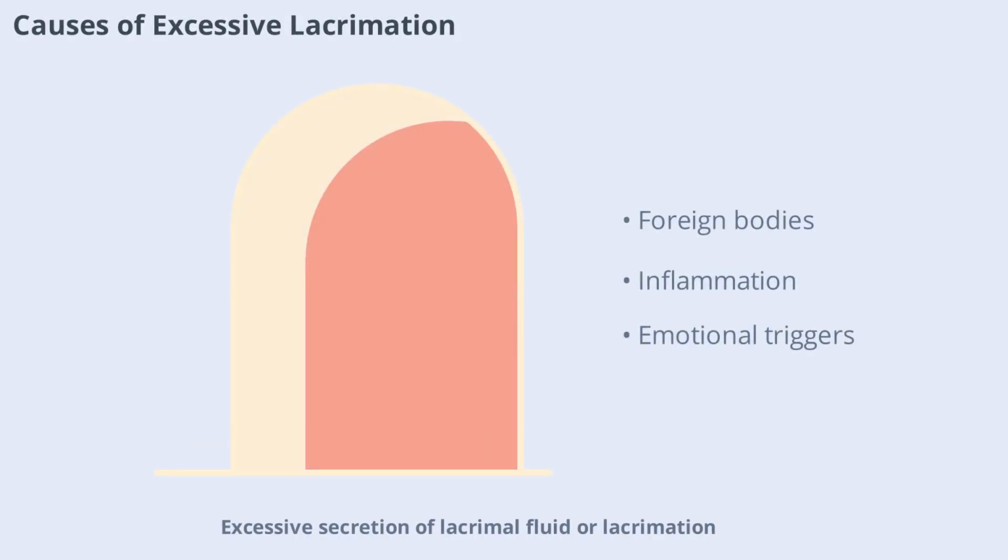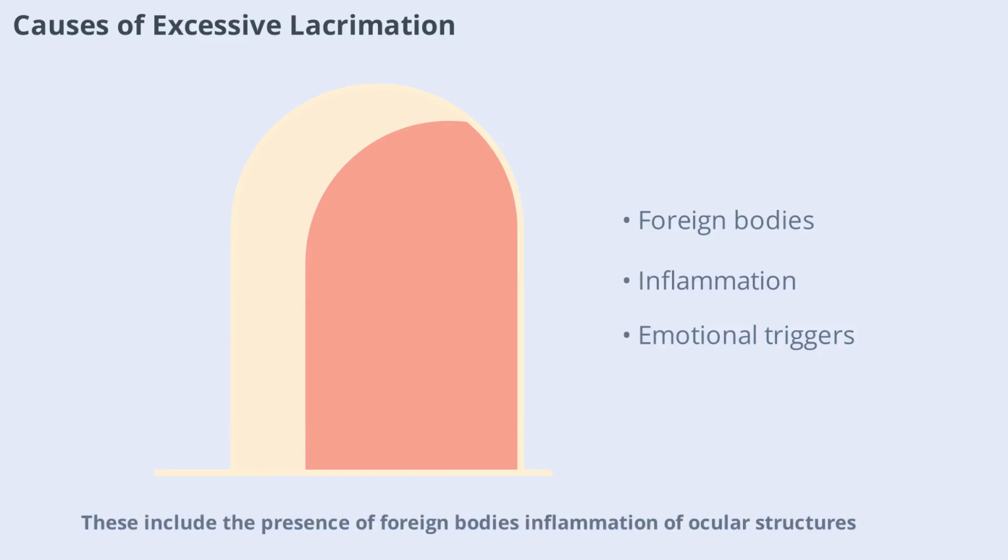Excessive secretion of lacrimal fluid, or lacrimation, can be triggered by a variety of reflex causes. These include the presence of foreign bodies, inflammation of ocular structures, exposure to dust, smoke, irritating gases, bright light, or eye strain. Emotional or psychological factors can also stimulate tear production. In these cases, the lacrimal gland responds to sensory stimulation, resulting in increased tear flow.